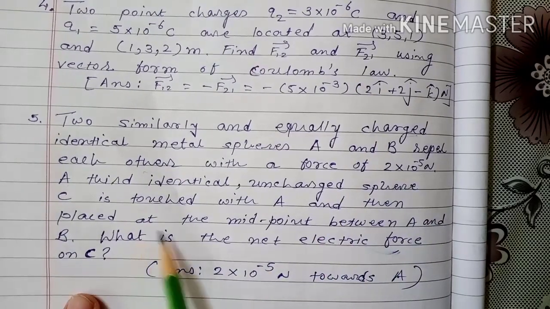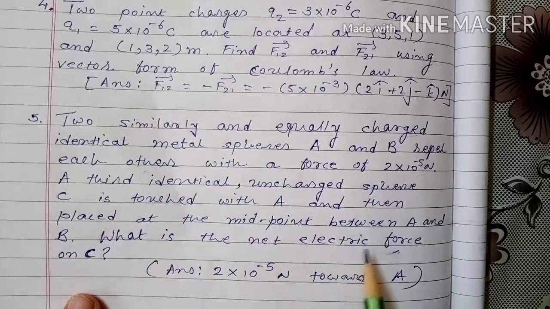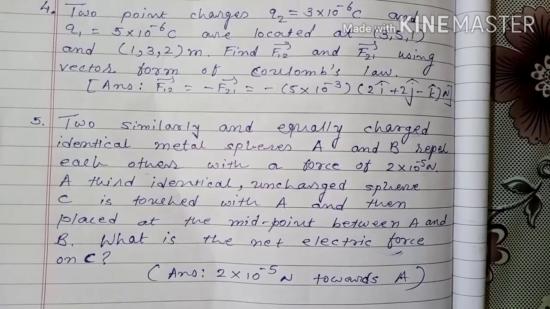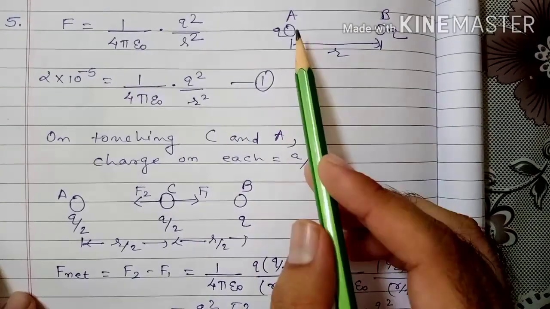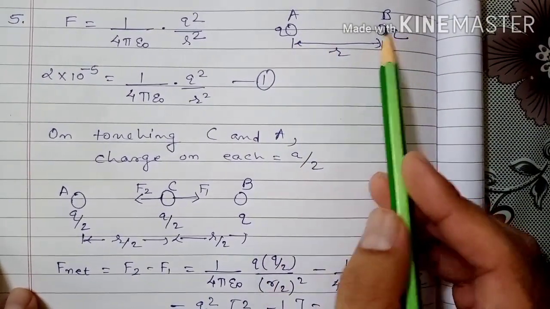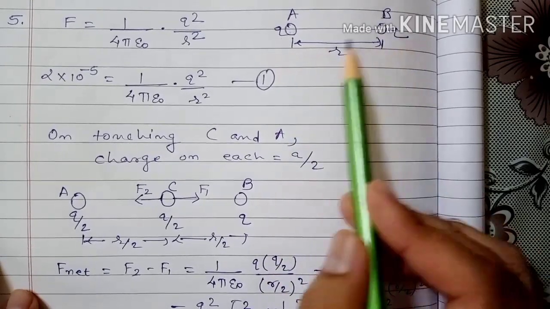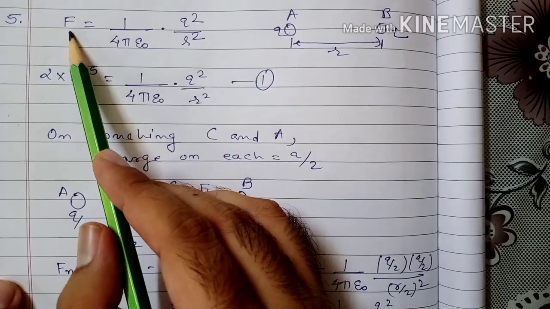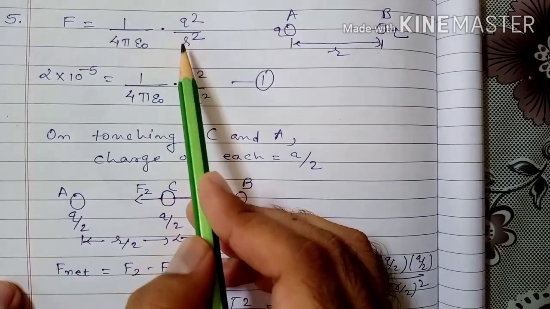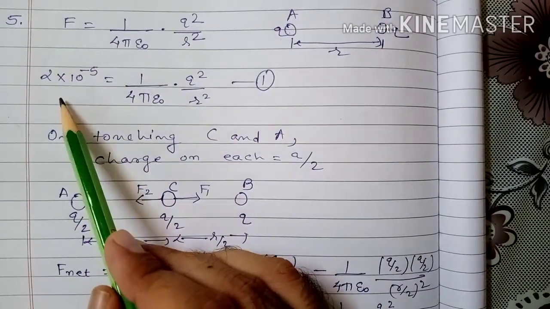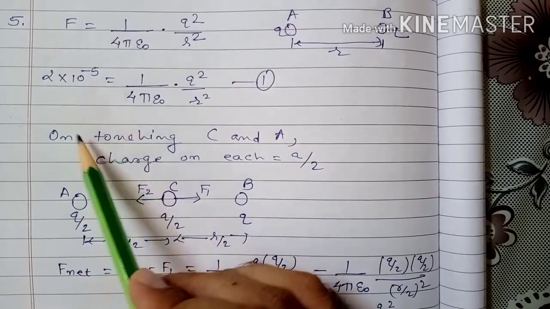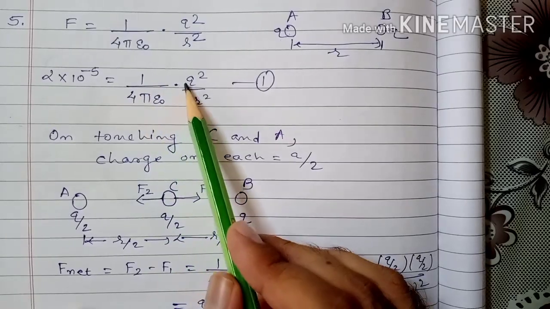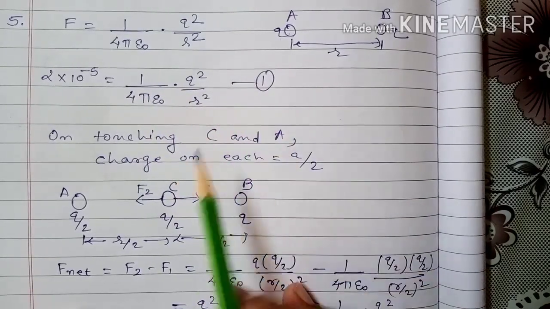And then placed at the midpoint between A and B, what is the net electric force on C? Now we have to find net force on C. As shown in figure, sphere A and sphere B both are having charges Q and Q, and they are separated by distance r. Therefore Coulombian force acting between them is F is equal to 1 upon 4 pi epsilon naught q square upon r square, and that force is given to us, that is nothing but 2 into 10 raised to minus 5 Newton. 2 into 10 raised to minus 5 is equal to 1 upon 4 pi epsilon naught q square upon r square. This is equation number 1.